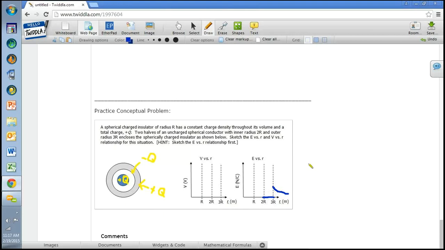Because E is going to be equal to the charge enclosed, which in this case would be Q over, actually I'm going to use K to make it easier, KQ over R squared. And this R here is a lot smaller than the 3R out here.